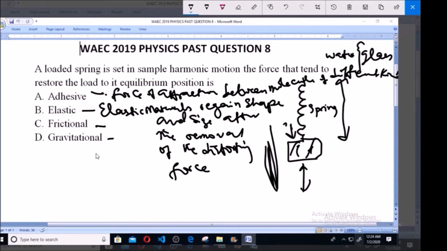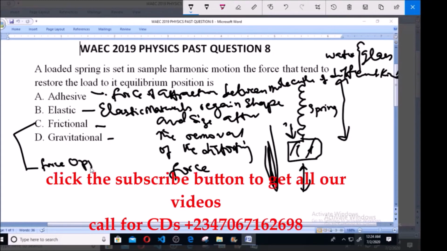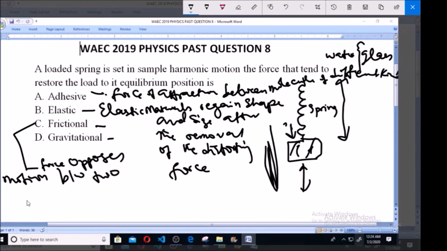Now frictional force is the force that opposes the motion between two surfaces in contact. So when you talk about frictional force, you're talking about force that opposes motion between two objects in contact.